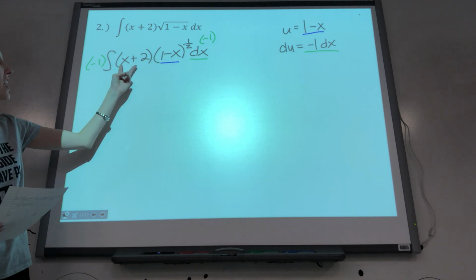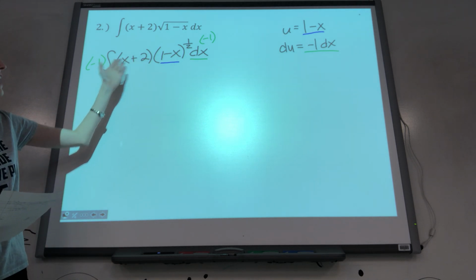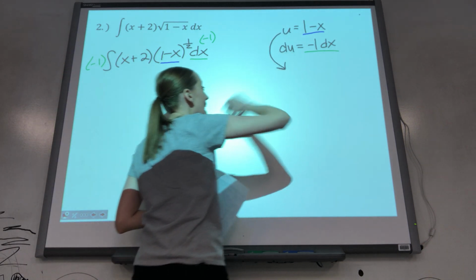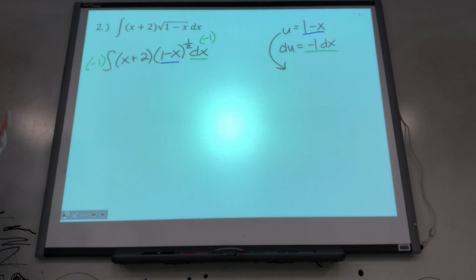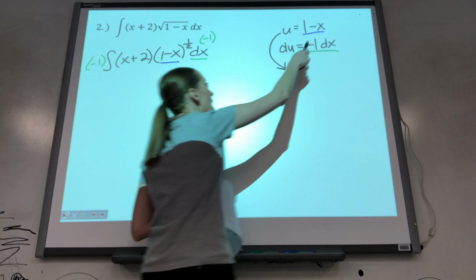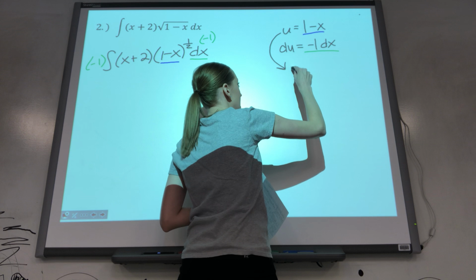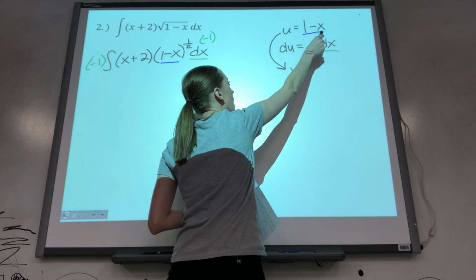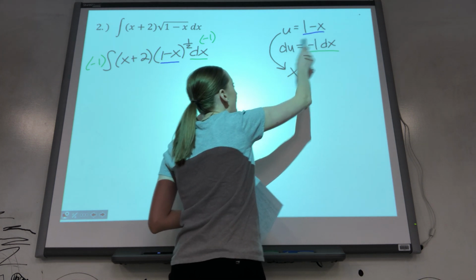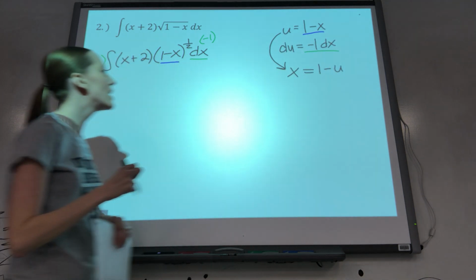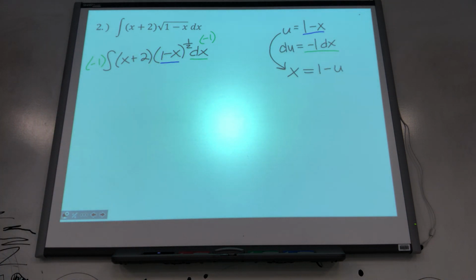Now, extra factor of x. You're not supposed to have this here. So to help us out, we're going to do a change of variable. I'm going to solve this equation for x. So think about solving that for x. You could add x and then subtract u if you wanted. So that's actually going to turn into 1 minus u.